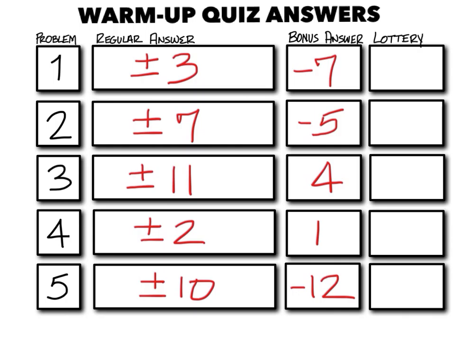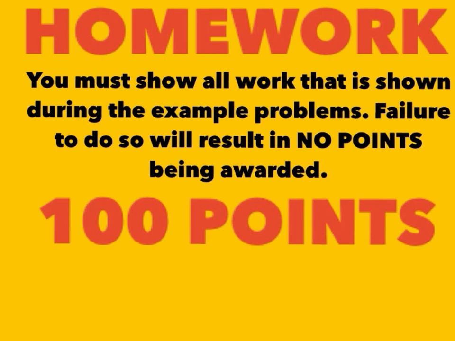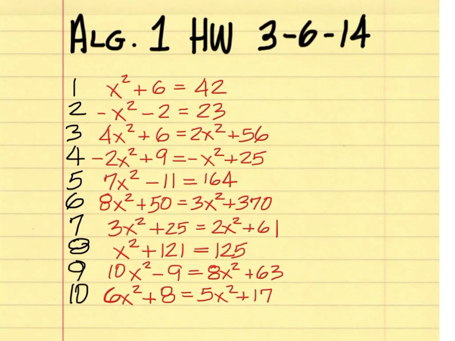It's already been photographed. These are 5 points each, and everything over here is 1 point each. Your lottery numbers are 2, 8, 6, 8, 5. Photograph this quickly, and I'll put up extra credit.